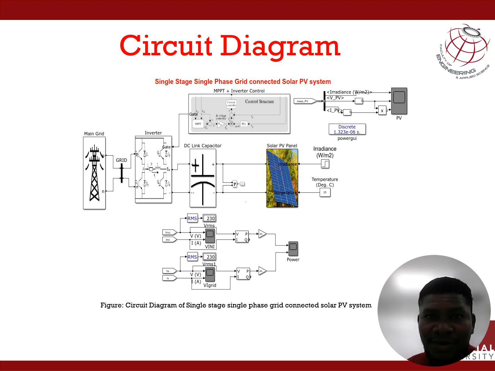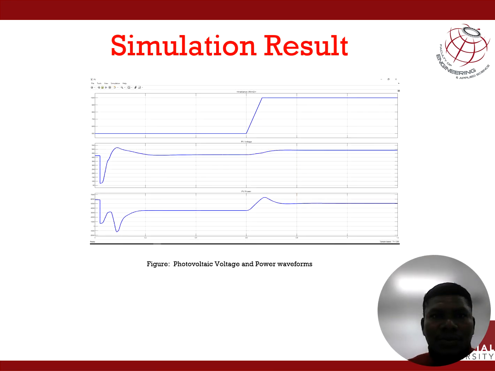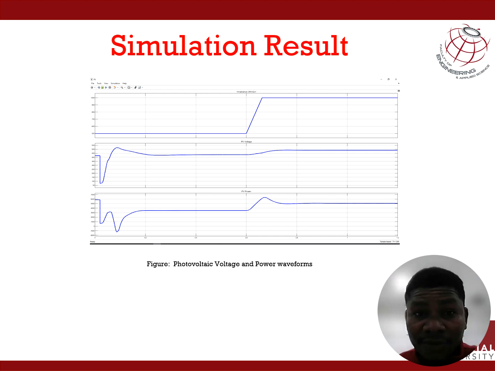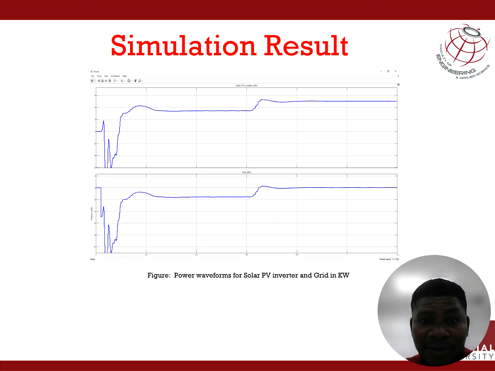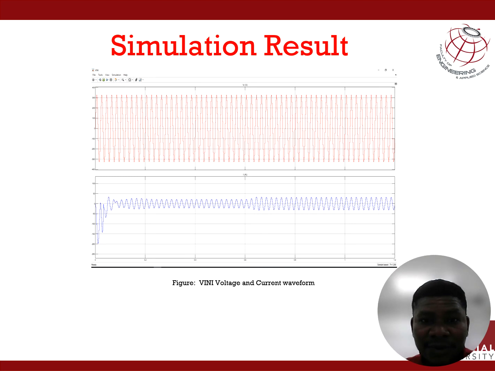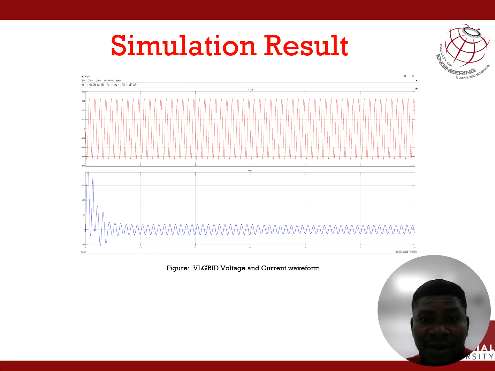We also have our simulations. Okay, we also have our simulation results, our MATLAB simulation result. This one is the PV voltage and power waveform. This is the simulation result. We also have our power waveform, solar PV inverter and the grid in kilowatts. We have our VIN voltage and current waveform. We also have our VI loop grid voltage and current waveform.